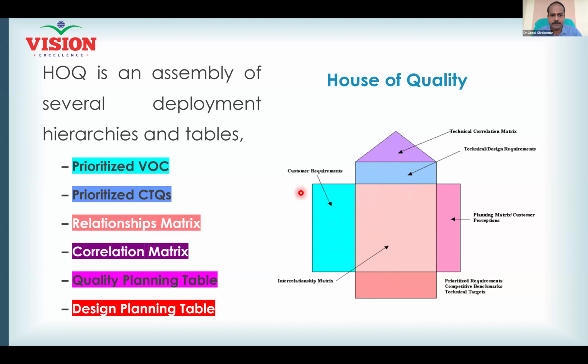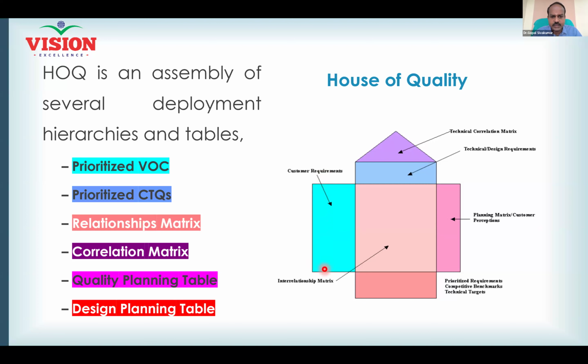The first one, this blue color represents voice of the customer. You all know what is voice of the customer, right? So voice of the customer in the customer's language. So whatever are the customer requirement, that will be written here, right? But look at the word prioritized. Prioritized means in the order of importance. Customer has 10 requirement. So which is most important, that will appear here. And which is least important, that will appear here.